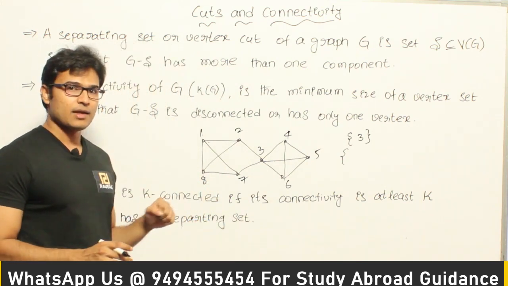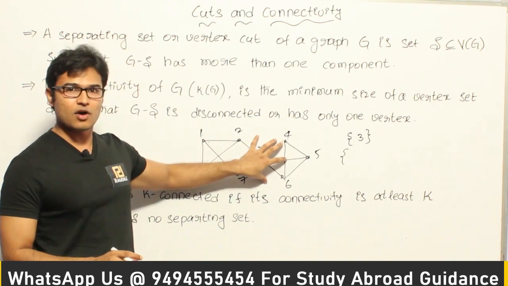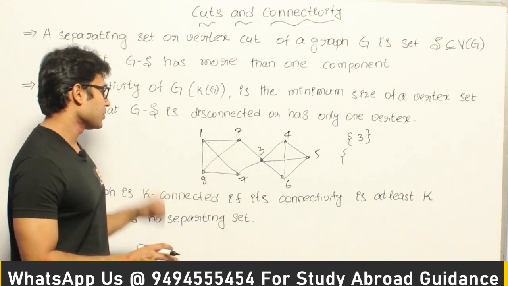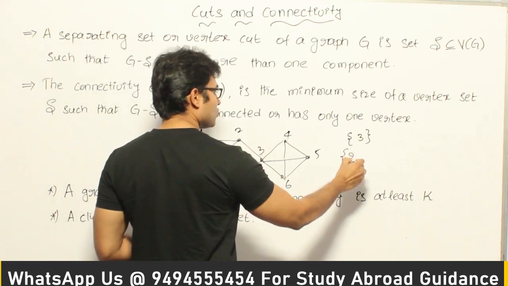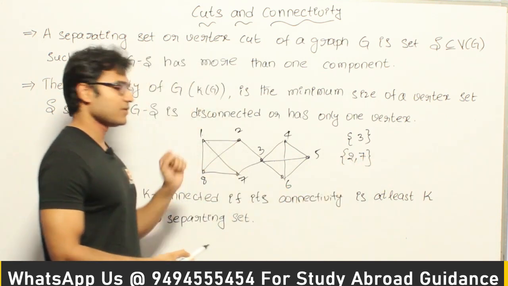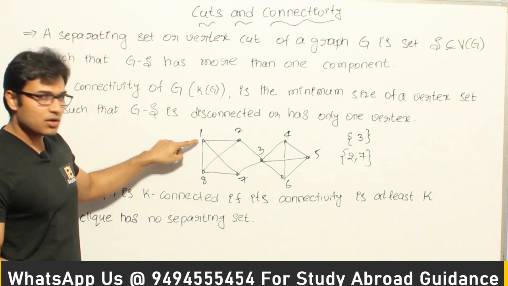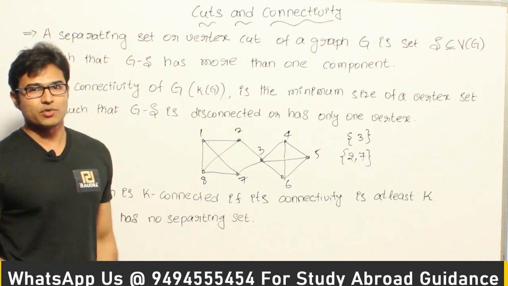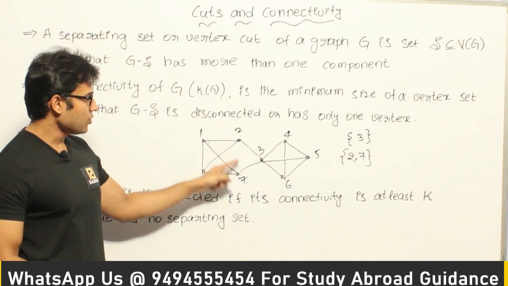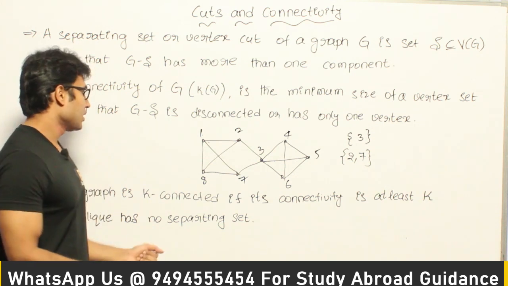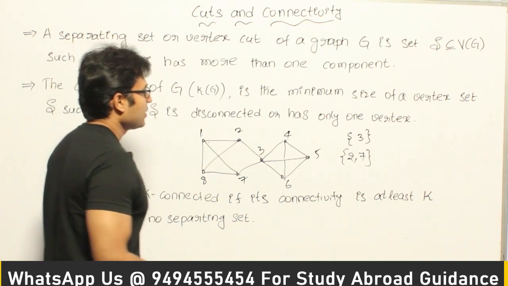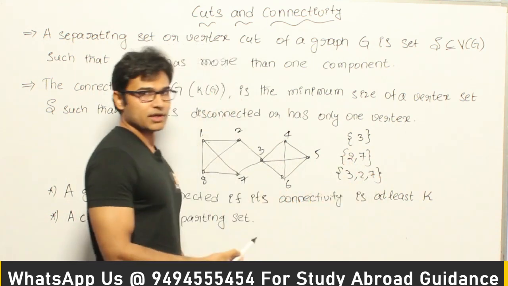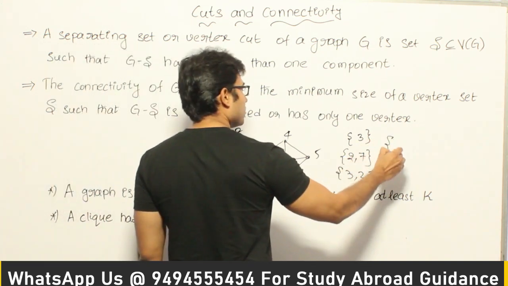What I mean to say is, you can also disconnect this graph, or make it into more than one component, by deleting some other vertices as well. For example, here you could have deleted vertices 2 and 7. If I delete 2 and 7, then I will get one component containing 1, 8 and another component containing 3, 4, 5, 6. Again I got two components, which means more than one component, and therefore 2, 7 is also a vertex cut. Maybe if you want, I can also include 3. So 3, 2, 7 is also a vertex cut. Or I can also include 3, 2.